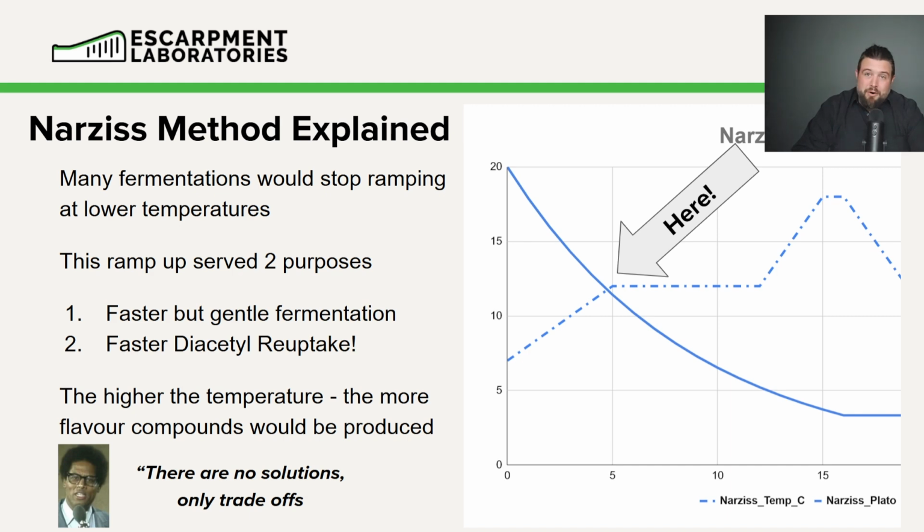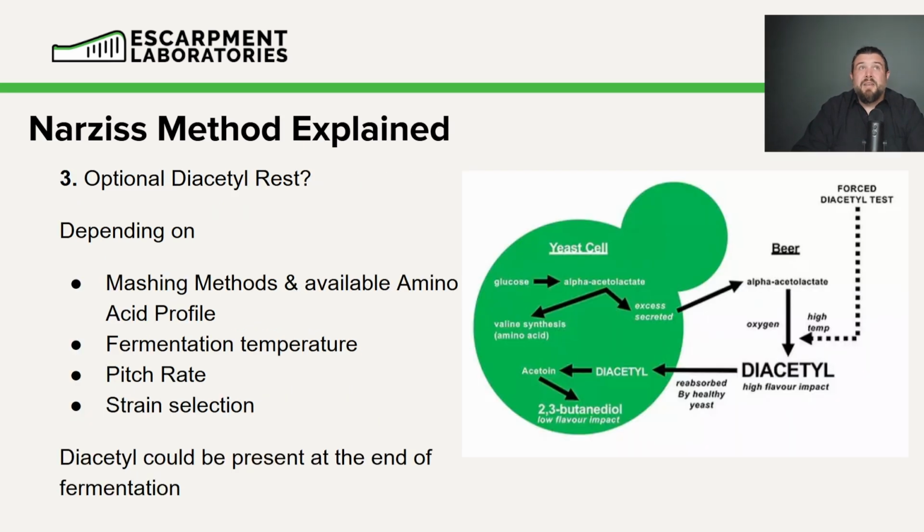Higher temperatures will produce more compounds. Colder temperatures will produce less. Higher temperatures will consume more compounds. That's about it. So this then brings us to this optional diacetyl rest. Now I need to emphasize this was optional.